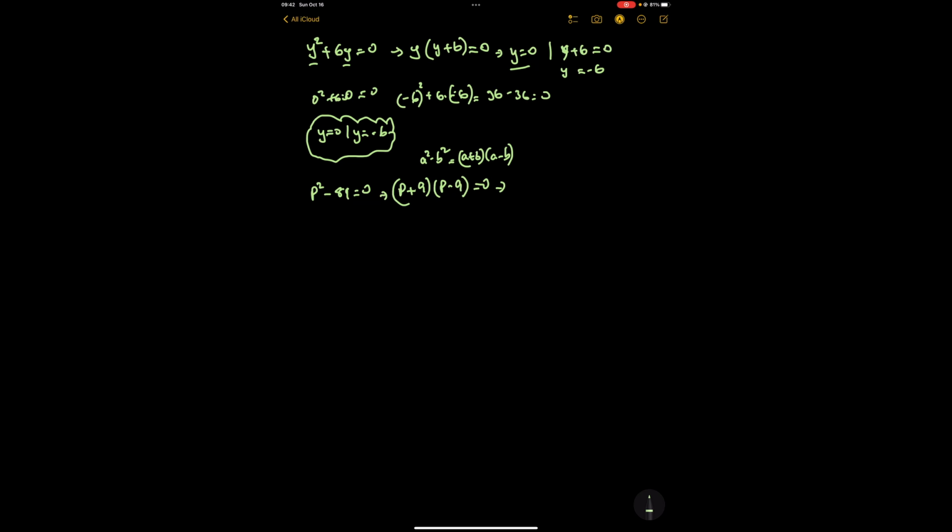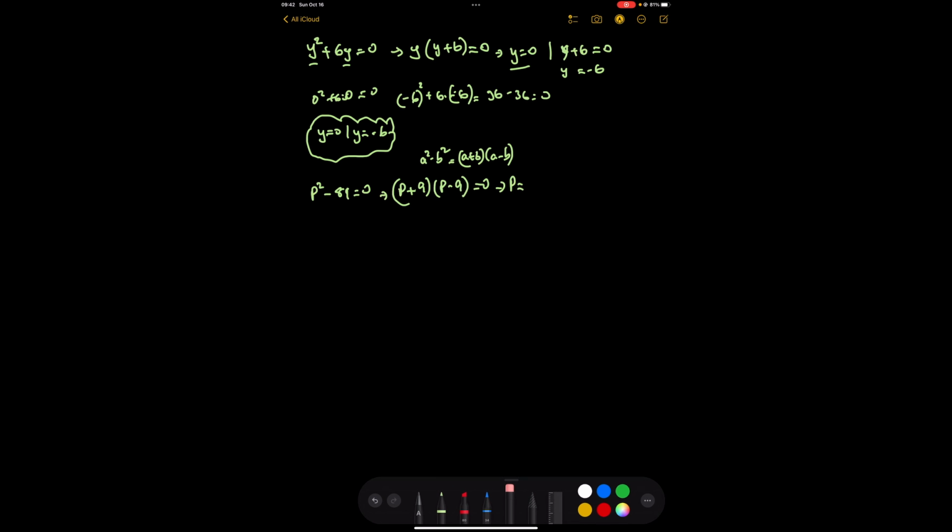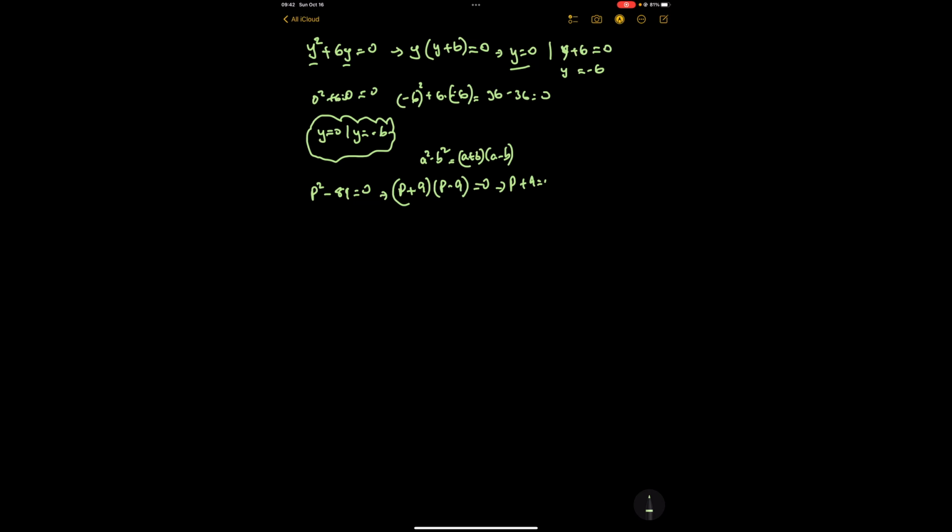So that means either p plus 9 equal to 0 or p minus 9 equal to 0. So p equals negative 9 or p equals 9, and that is basically the answer for that one. Okay? So that was pretty easy. Let's do one that is a bit harder.